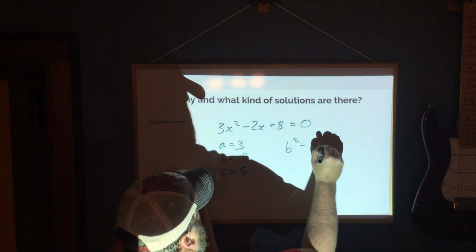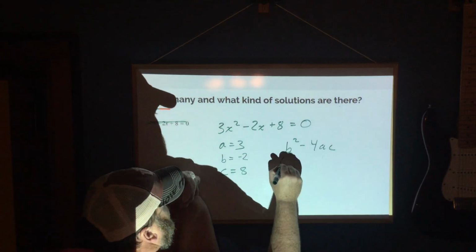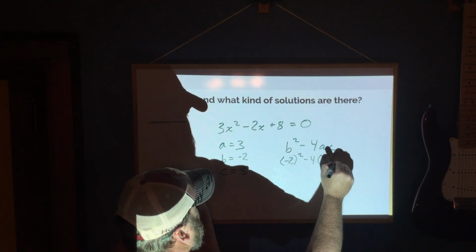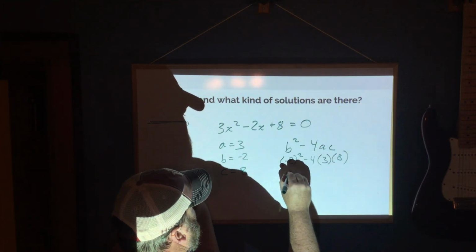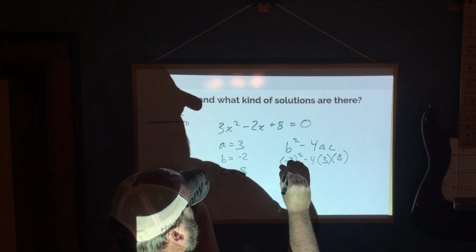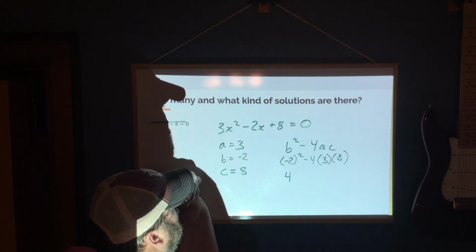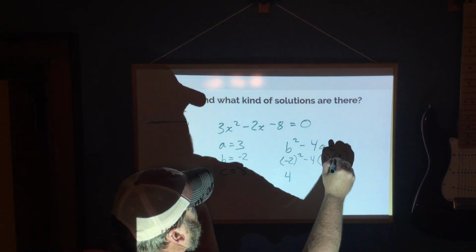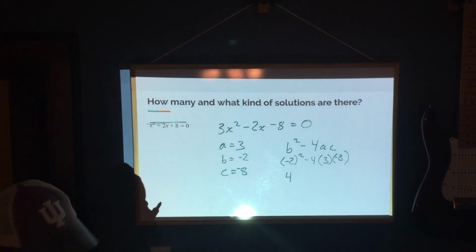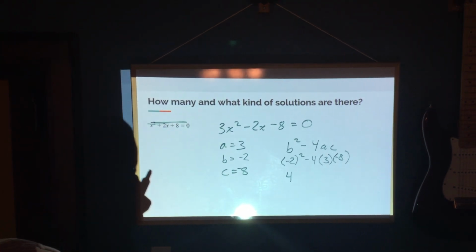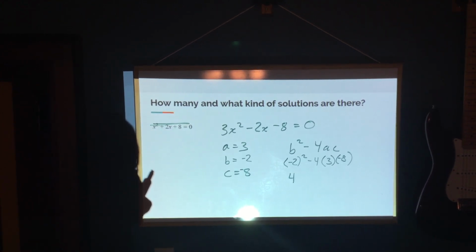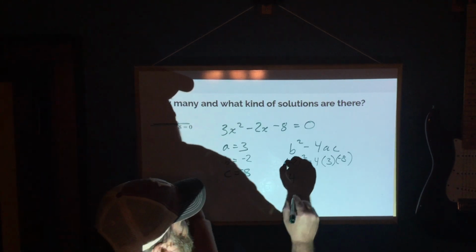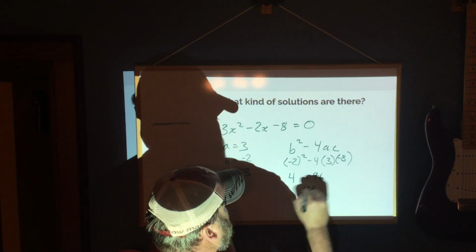So b squared minus 4ac, that's negative 2 squared minus 4 times 3 times 8. That's going to be 4. Oh, no. Let's make that minus 8. And then we get 4 times 3 times 8. We get 96. Of course, I tried to do it and it didn't work.